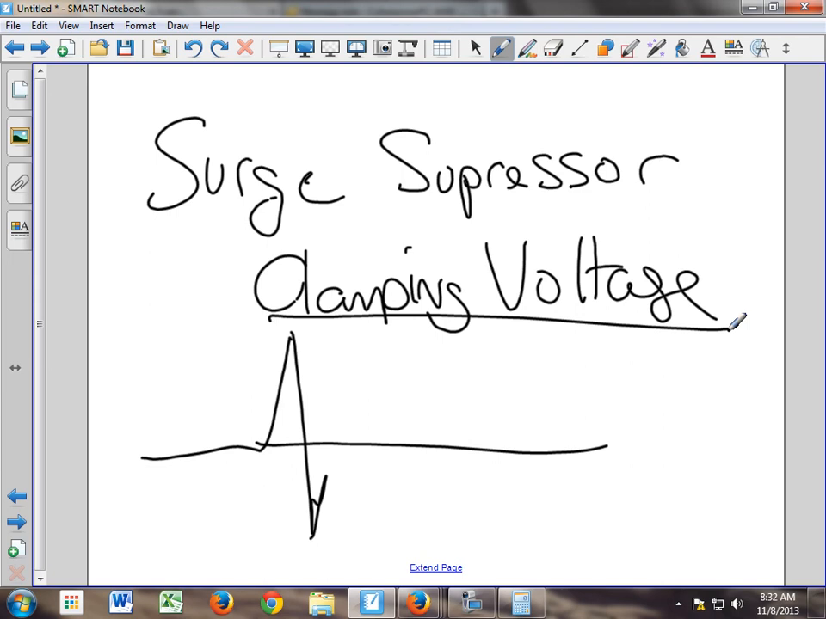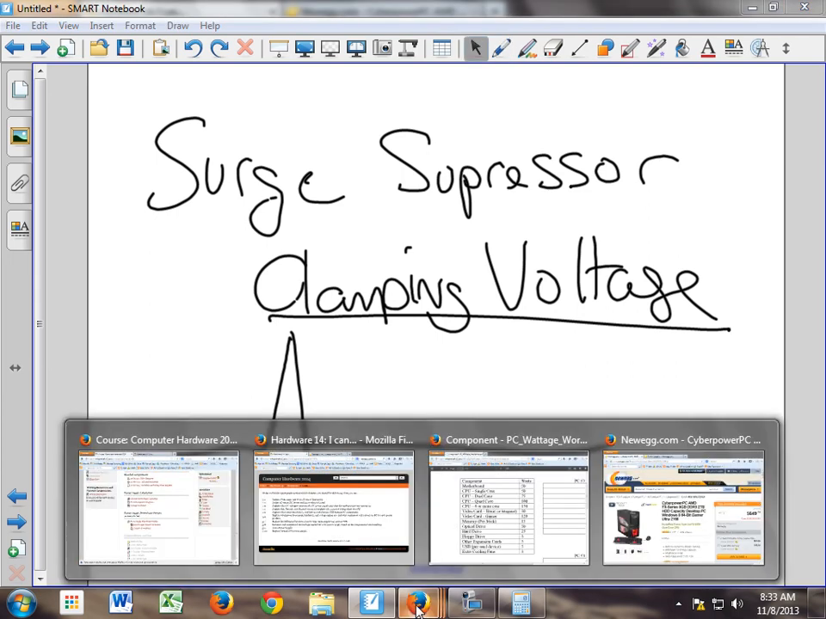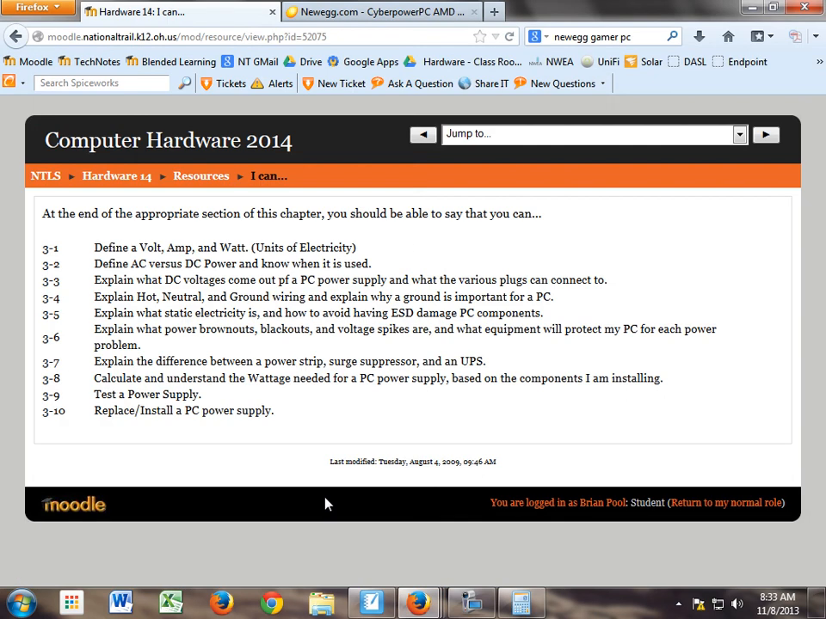Any surge suppressor is better than a power strip. Doesn't matter what it is, it's better than a power strip. Because a power strip does none of that. It doesn't do anything to help your power out at all. It just spreads it out.